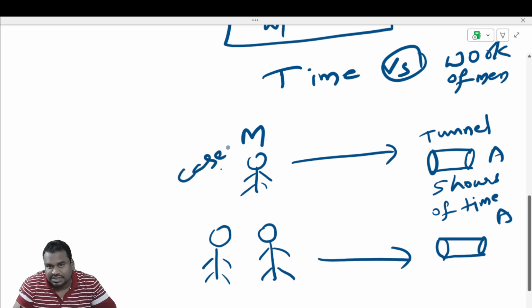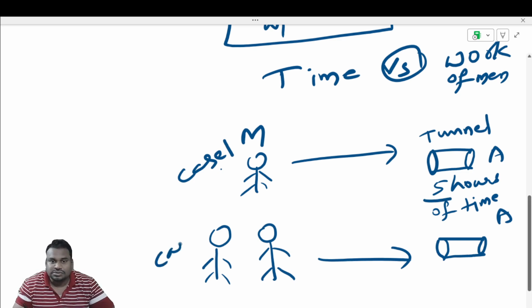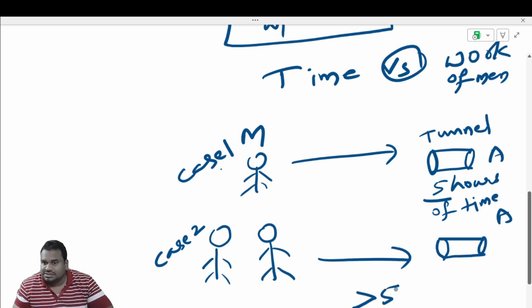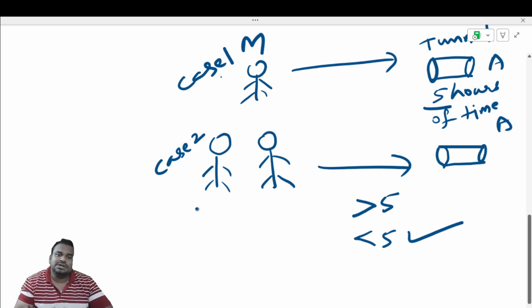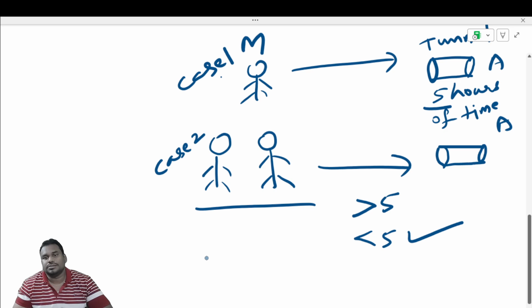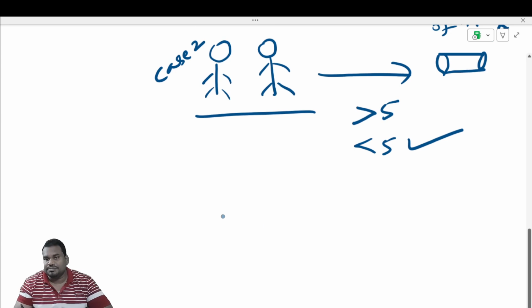This is case 1. In case 1, the time they took is 5 hours. In case 2, the time they took is greater than 5 hours or less than 5 hours? Obviously less than 5 hours because there are 2 people. Suppose I increase the number of people to three, then it will be even less. Suppose they take 3 hours, or obviously 2.5 hours because they have the same efficiency.